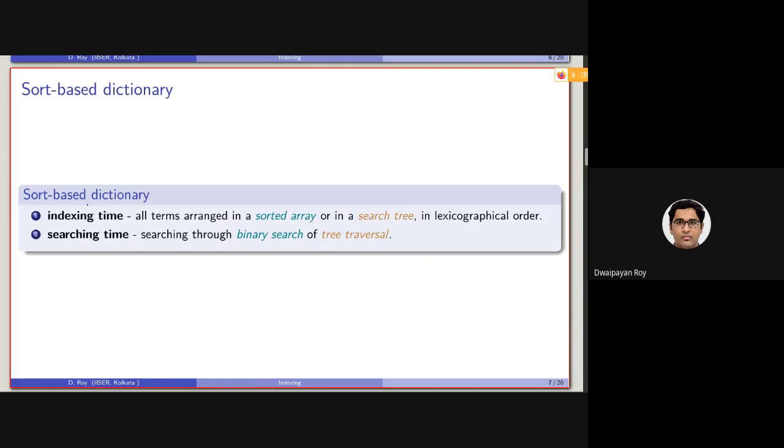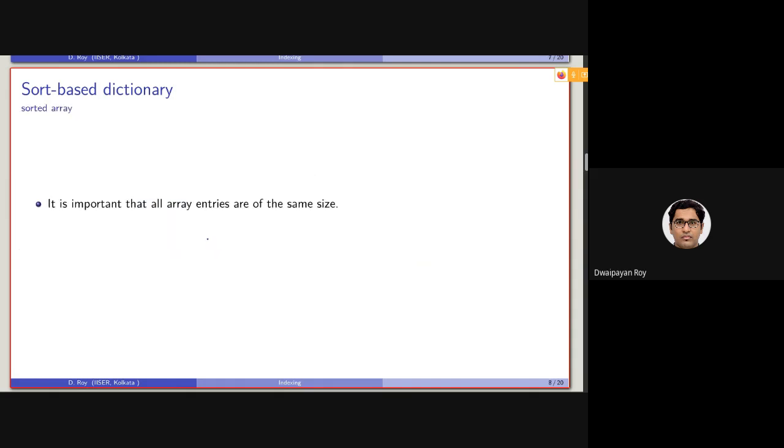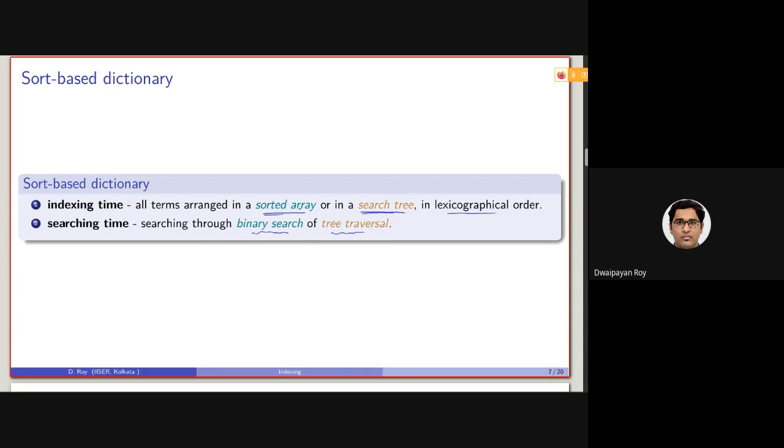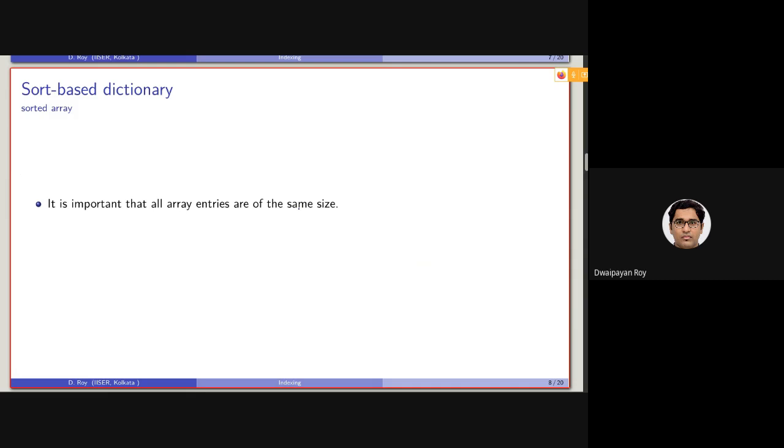Now considering the sort-based dictionary, or the first option, at indexing time, all terms will be arranged in a sorted array or in a search tree, such as a binary search tree, in lexicographical order. During the searching time, if we adopt a sorted array, we can perform a binary search. And if we adopt a search tree during indexing, we can apply a tree traversal to search for a particular term. Now, if we use a sorted array approach, then there can be certain issues.